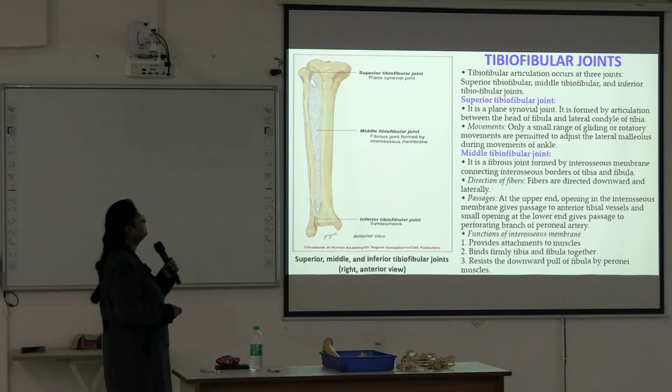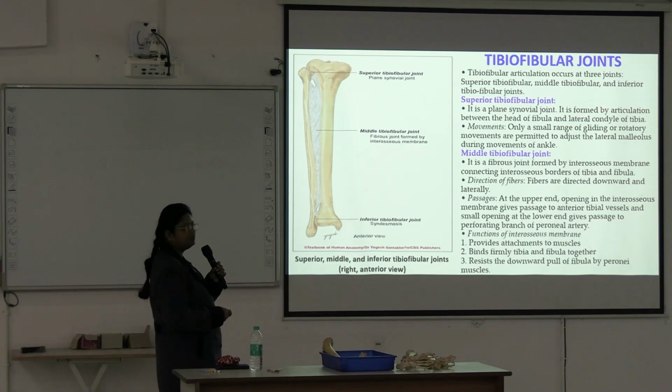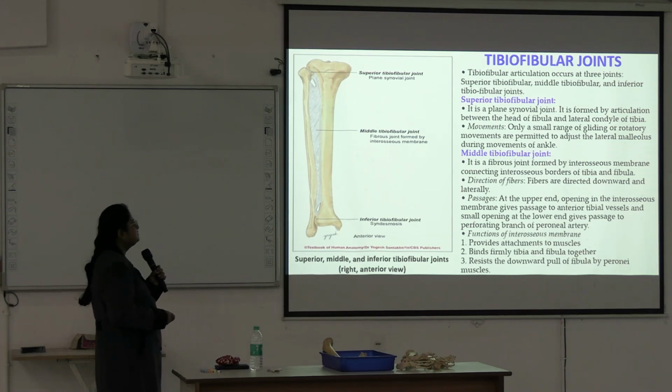Superior tibiofibular joint is a plain type of synovial joint, formed by articulation between the head of fibula and lateral condyle of tibia. Here, head of fibula, lateral condyle of tibia. Movements: only a small range of gliding or rotatory movements are permitted, to adjust the lateral malleolus during movement of the ankle. And the middle tibiofibular joint is a fibrous joint.